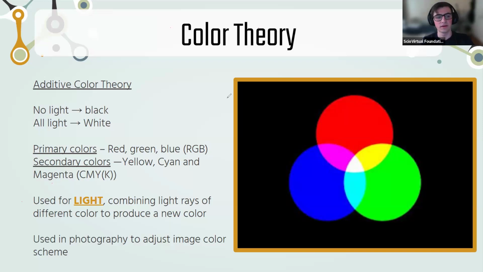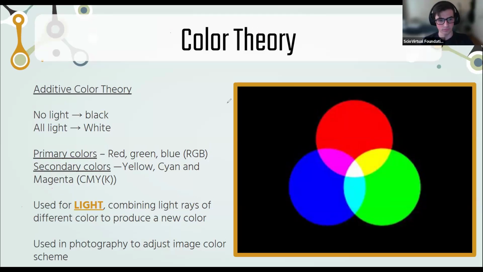I'll note that when you have light, when you have every single color, that makes white light. And when you have no light at all, that's black, or just no light, right? In subtractive color theory, it's a little bit different. When you have every single color, you make black, but when you have no color, it's just white. But for additive color theory, it's the opposite of that. All light is always white.